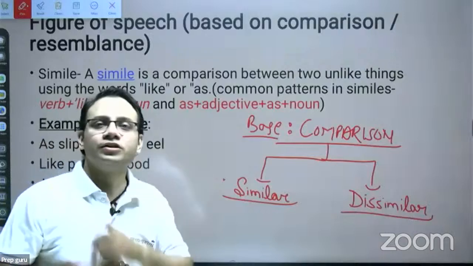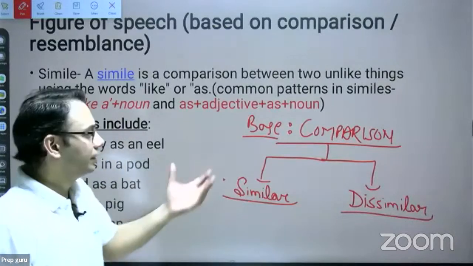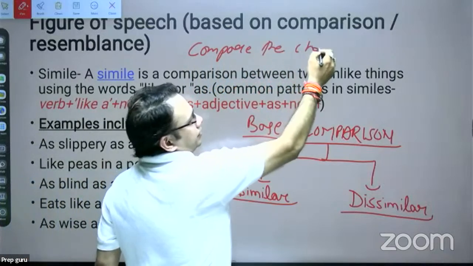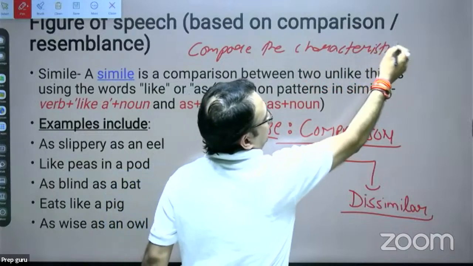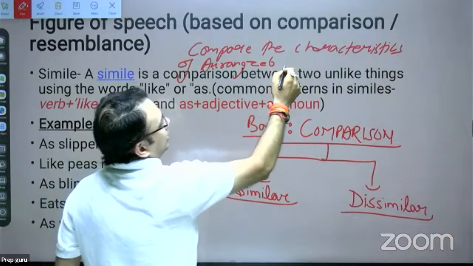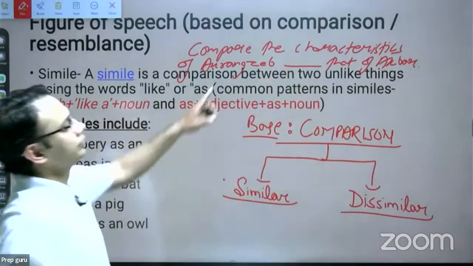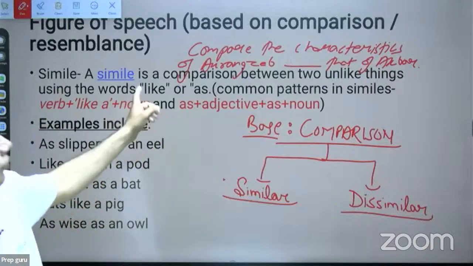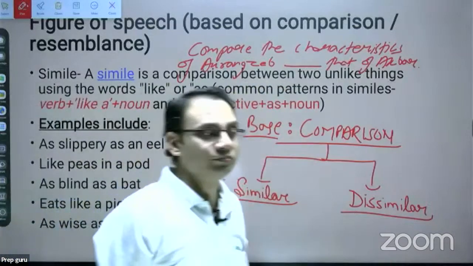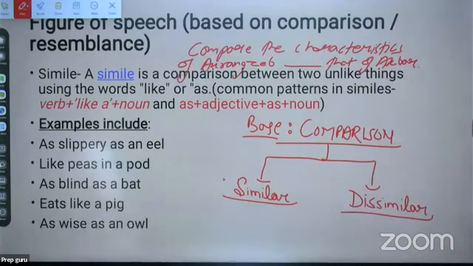First, I check your knowledge: in case of similar comparison, which preposition has been used? Which preposition is used? Suppose I say, see the sentence, compare the characteristics of Aurangzeb dash that of Akbar. Now what could be the preposition here? Can you tell me which preposition can be used here in this filler? Tell me.